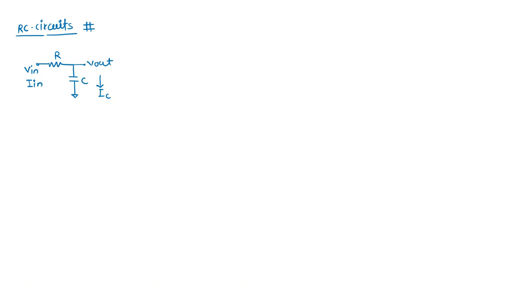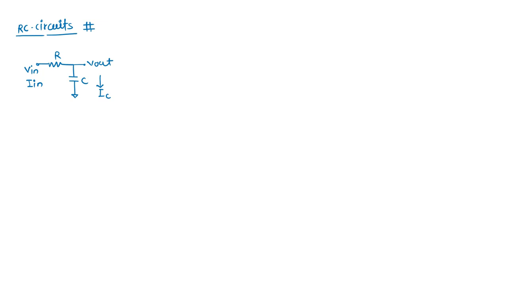Hello everyone. In the first video of RC circuits, today we will see the very fundamental circuit, which has one resistor and one capacitor. This is the very basic connection of resistor and capacitor that we have always seen whenever we have prepared RC circuits. It is the most fundamental combination of resistor and capacitor.